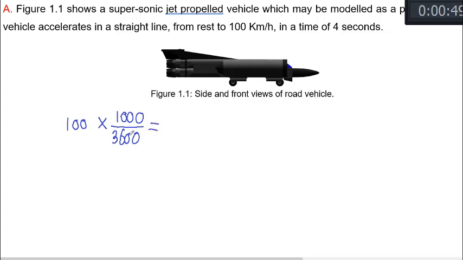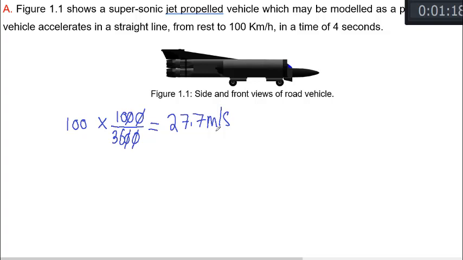Now once you look at this here, you can clearly see we have 10 over 36, which is 5 over 18. When you multiply these figures, we get a value of 27.7 meters per second. Now we have our final speed in meters per second. We can go ahead and address the second part of the question, which is to find the acceleration of the vehicle. Now we're going to assume the acceleration is constant.